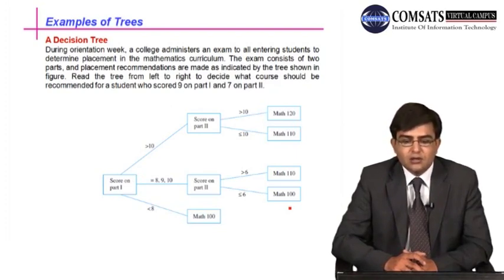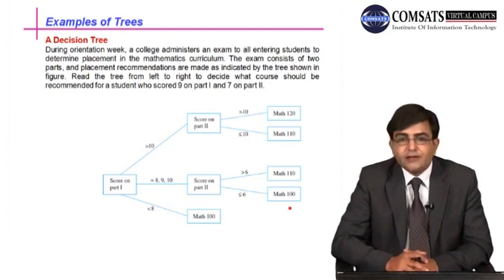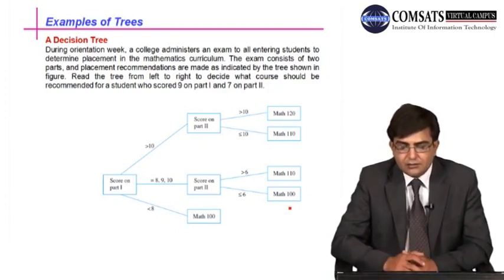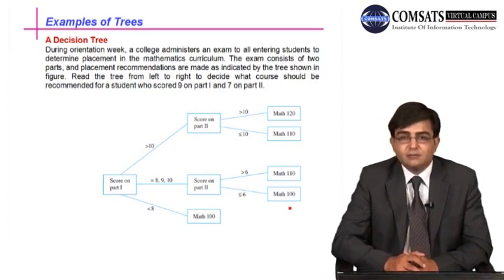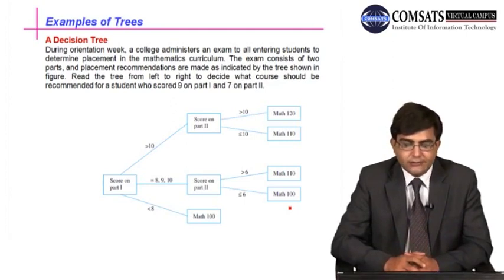what course should be recommended for a student who scored 9 on part 1 and 7 on part 2. Basically there are some students who take part in entering exams to get admission in college or to take some courses in a particular semester in the university.